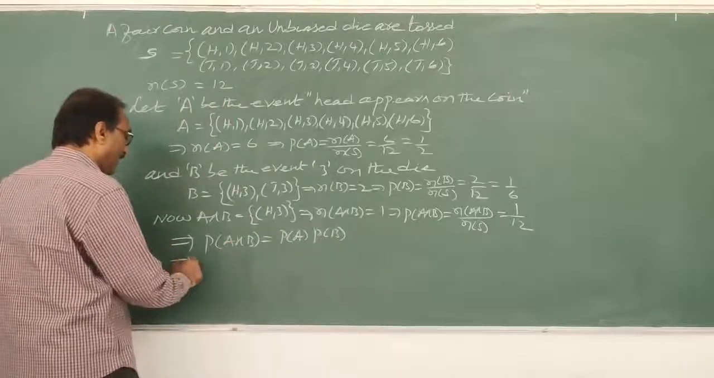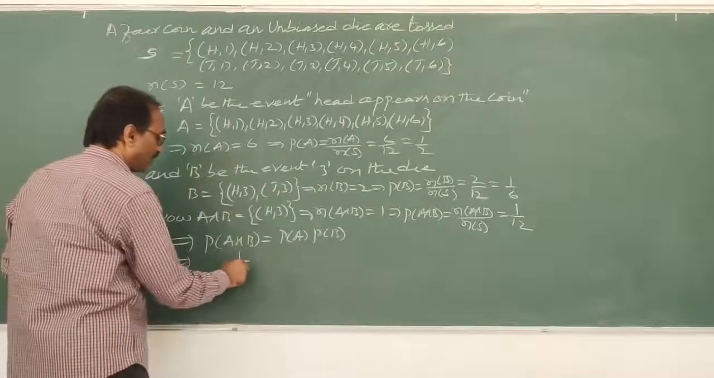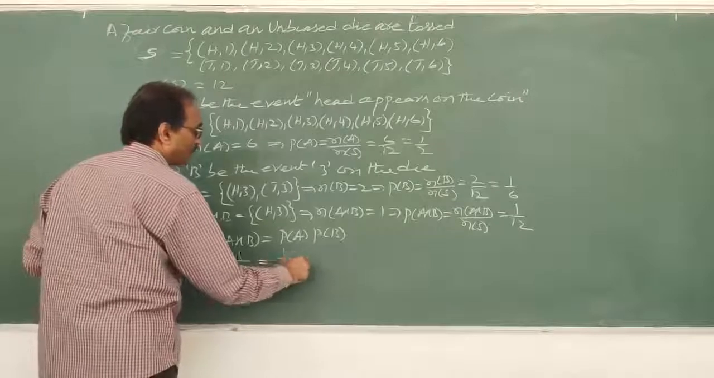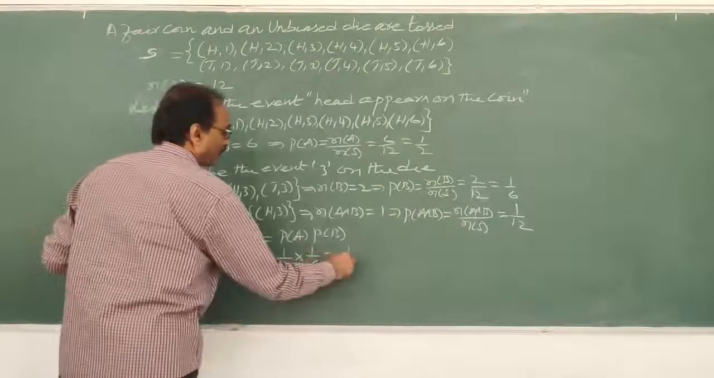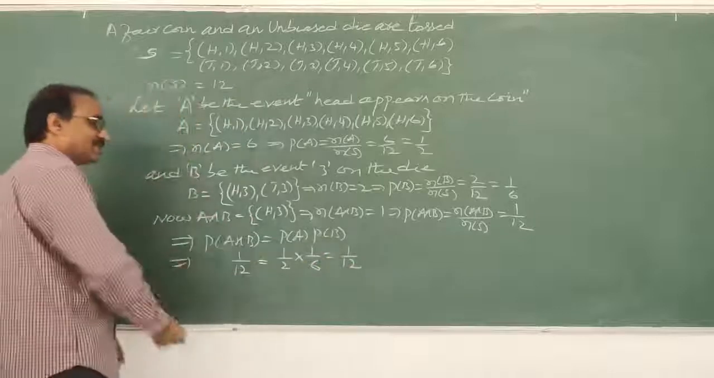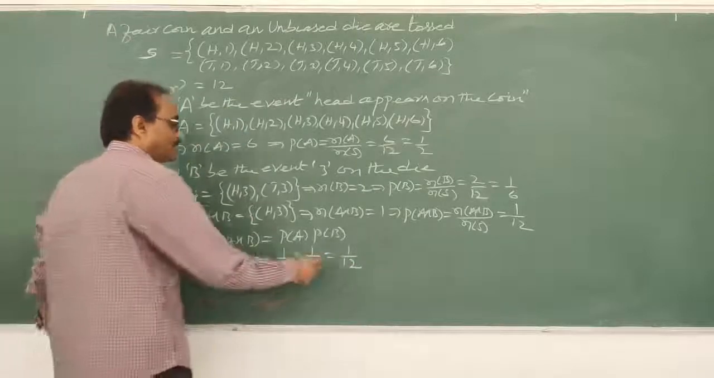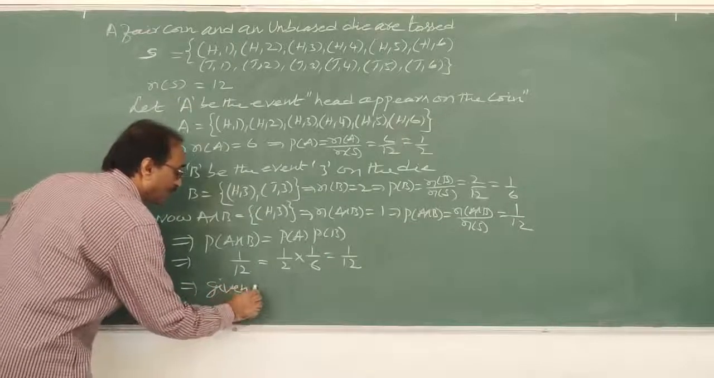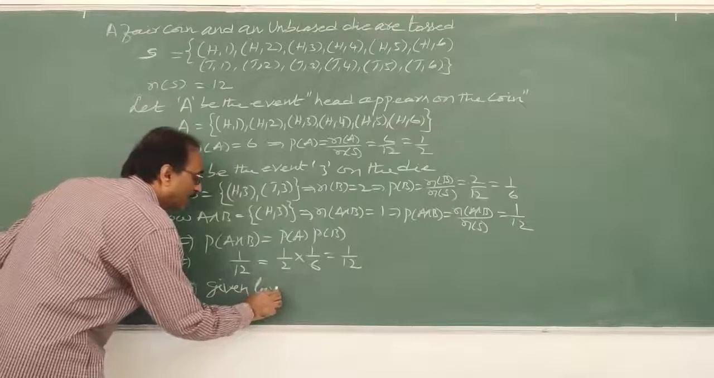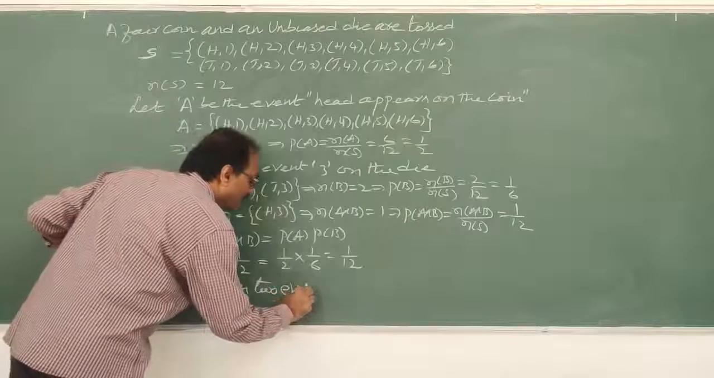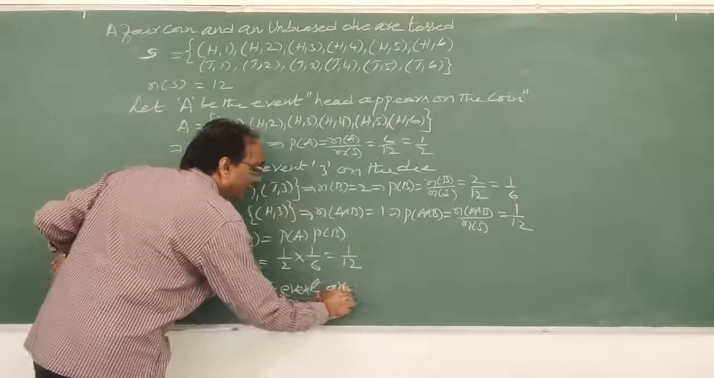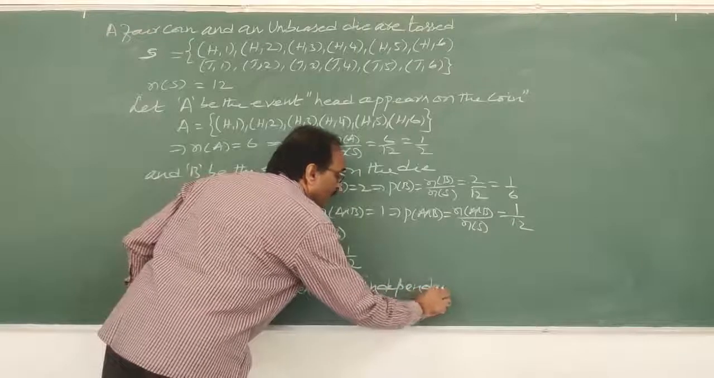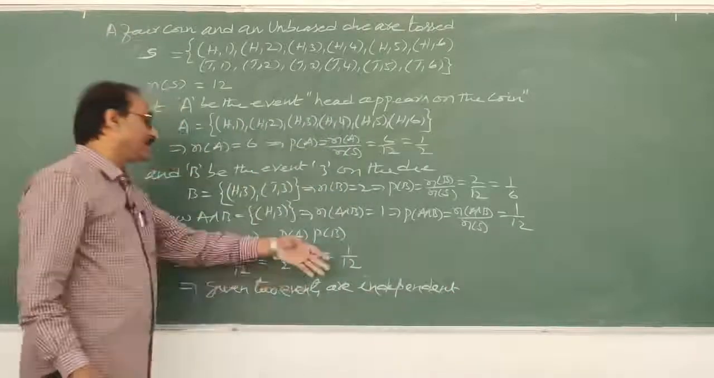So what is P of A intersection B? It is 1 by 12. P of A is 1 by 2 and P of B is 1 by 6, so 1 by 2 into 1 by 6 is 1 by 12. Both LHS and RHS are satisfied. So this implies the given 2 events are independent. That's all. Independent events.